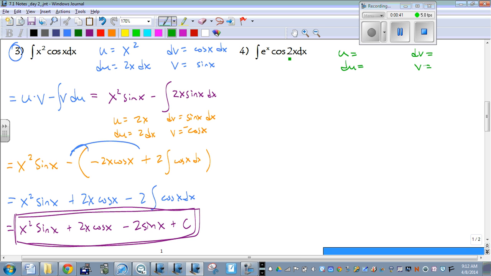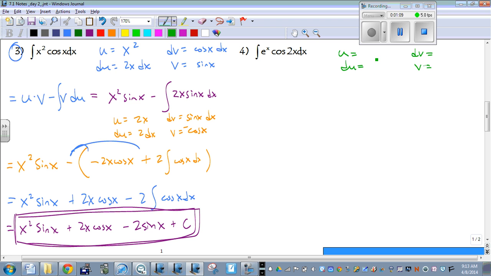Now, cosine of 2x, if we put that in for u, the derivative of cosine of 2x, we use the chain rule. We'd have negative sine of 2x times the derivative of 2x, which is 2. So negative 2 sine of 2x. Not too bad. If we set cosine of 2x dx as our dv, to do the antiderivative, we're going to be using u substitution. Not too tough, but probably a little bit more work than the chain rule part.